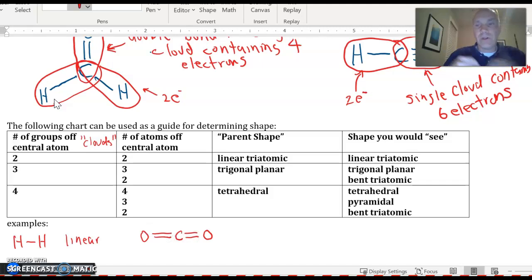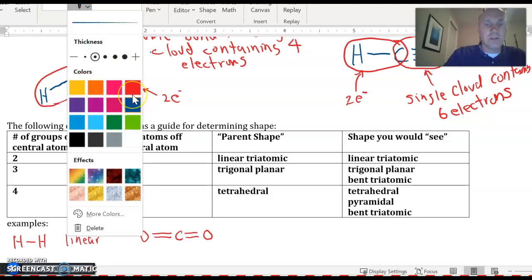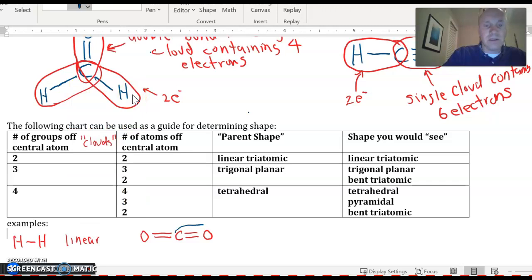All right, let's count all of the clouds that are coming off this central atom right here. All right, so remember to consider a double bond to be just a single cloud here containing 4 electrons. Think of this double bond the same way. All right, so that is 2 clouds. All right, and the second question you have to ask is, how many atoms are bound to that central atom.